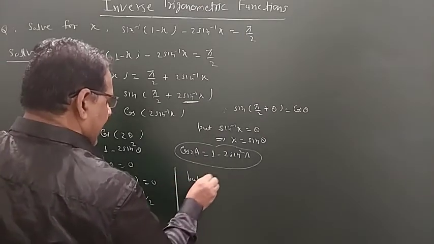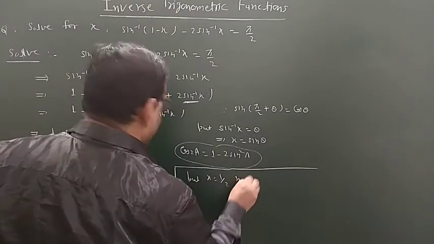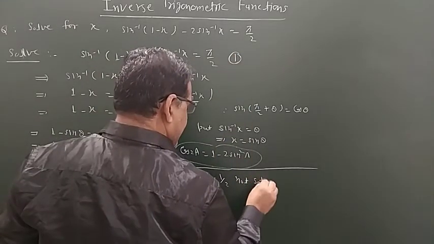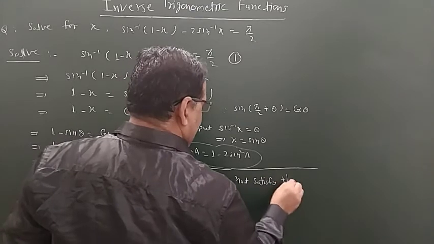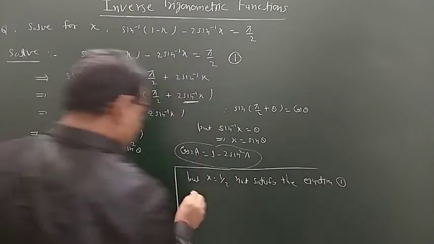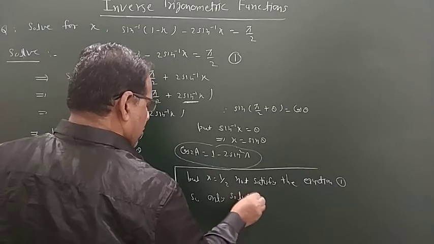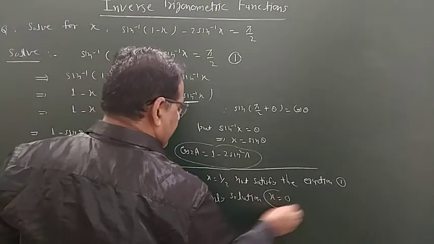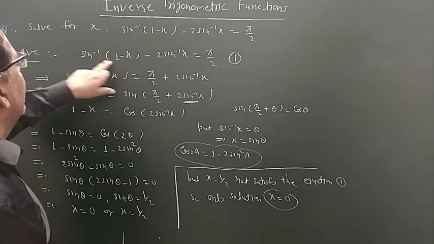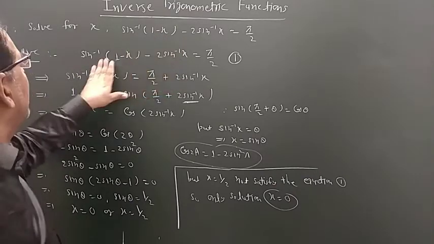But x equal to half does not satisfy the equation, so the only solution is x equal to 0. Here if we put x equal to 0, then we have sin inverse 1, that means pi by 2. Sin inverse 0 becomes 0, so pi by 2 equal to pi by 2.